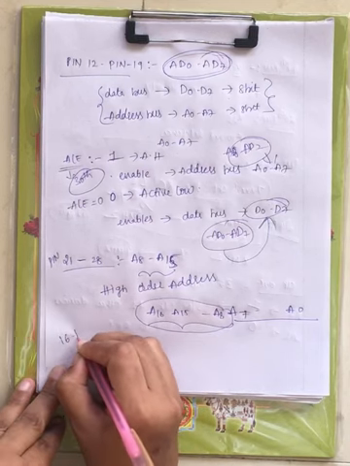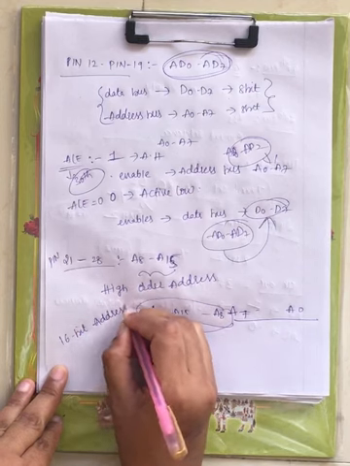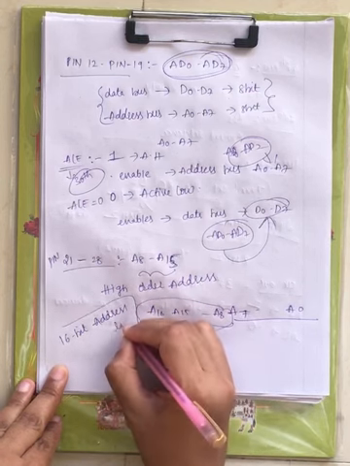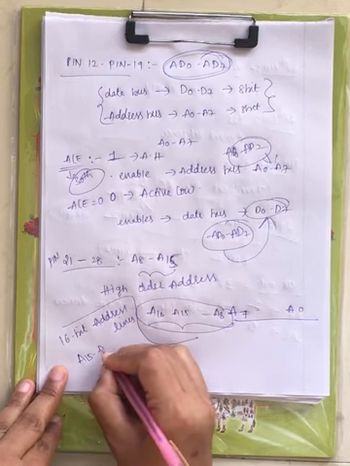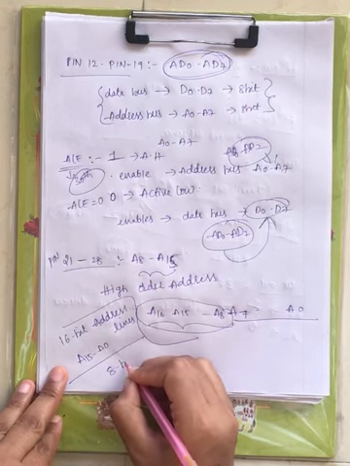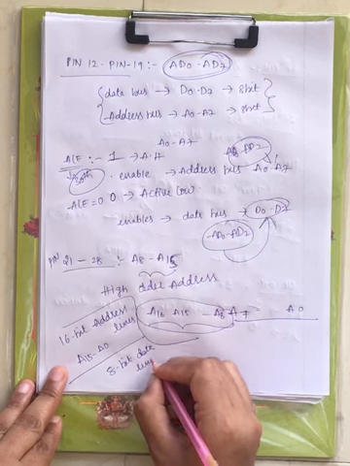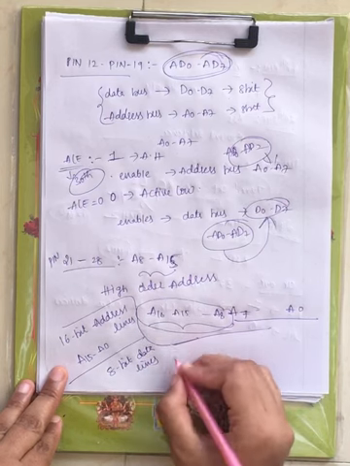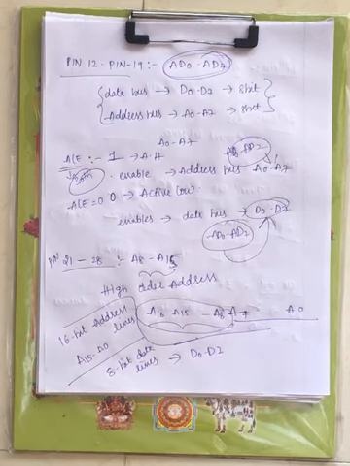Now we have 16-bit address lines, that is A15 to A0. You have 8-bit data lines, that is D0 to D7. You have to remember this, these are very, very important. You have 16-bit address lines and 8-bit data lines.